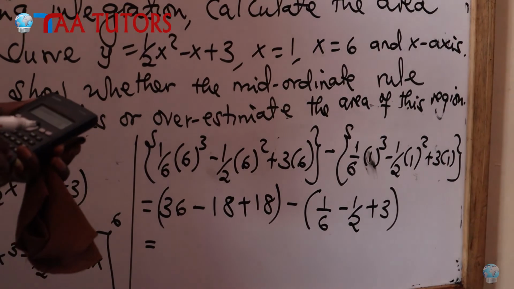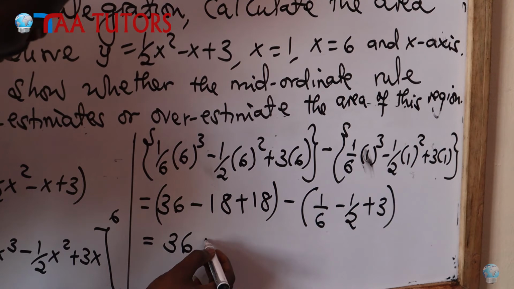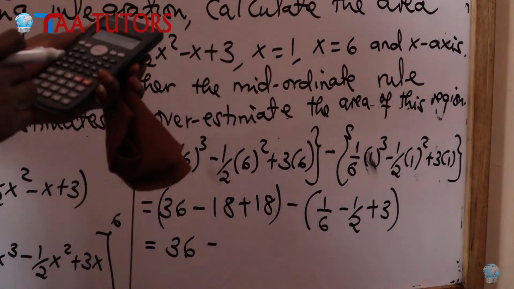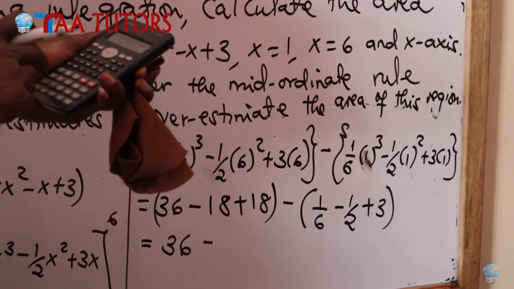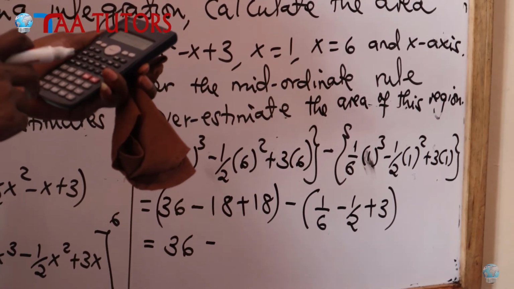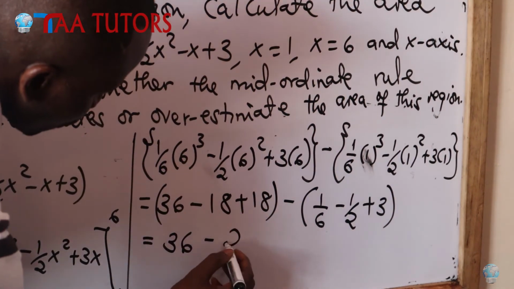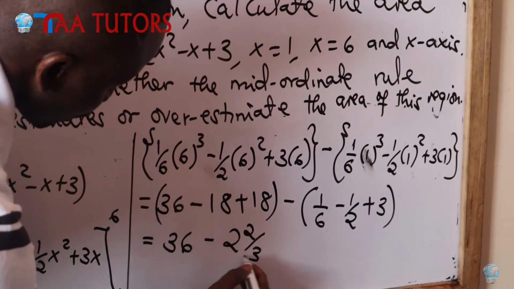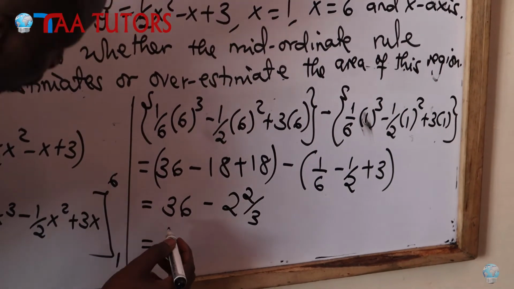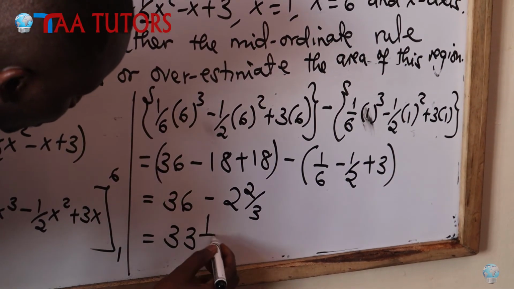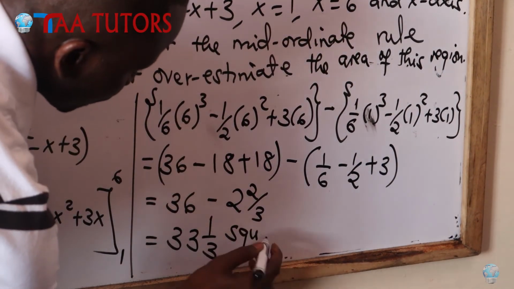We'll say this is just 18, that one cancels, that's 36, minus 1 over 6 minus a half, which is negative a third, plus 3. That will be minus 2 and 2/3. So 36 minus that answer is 33 and a third square units.